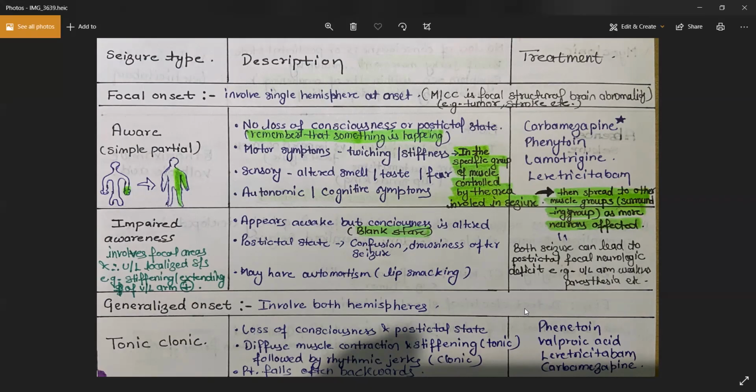If you get a tonic-clonic seizure, you can use phenytoin. The seizures will become bilateral after the partial. First we have the partial episode, the focal episode, and then the seizures become bilateral. For those types of seizures, you can use carbamazepine. But if the seizure was a generalized type of seizure at the very initial stage, that means you cannot use carbamazepine in those patients. You use phenytoin, valproic acid, levetiracetam, and carbamazepine only for those partial seizures that become bilateral.